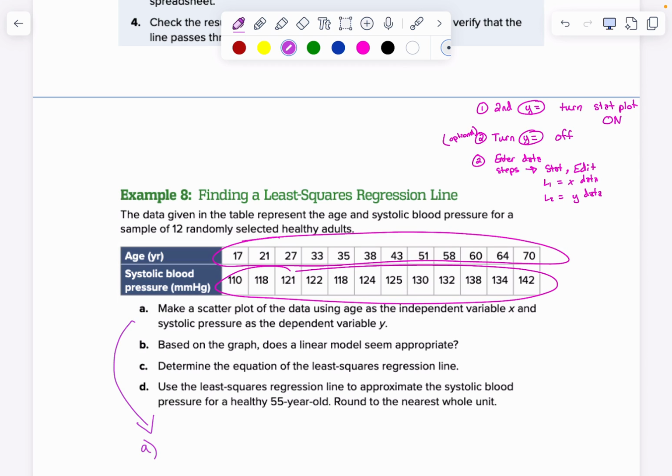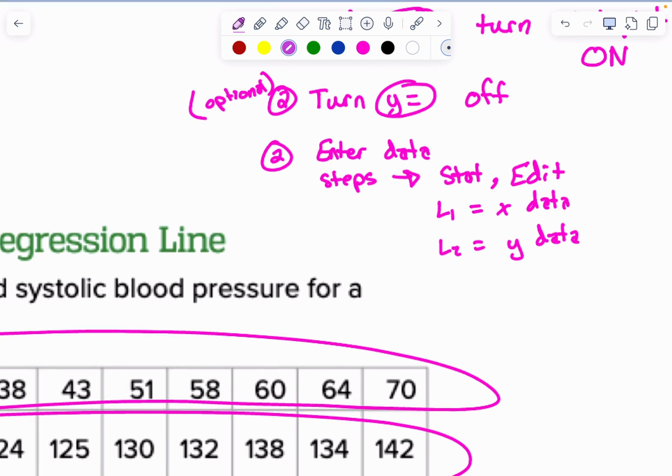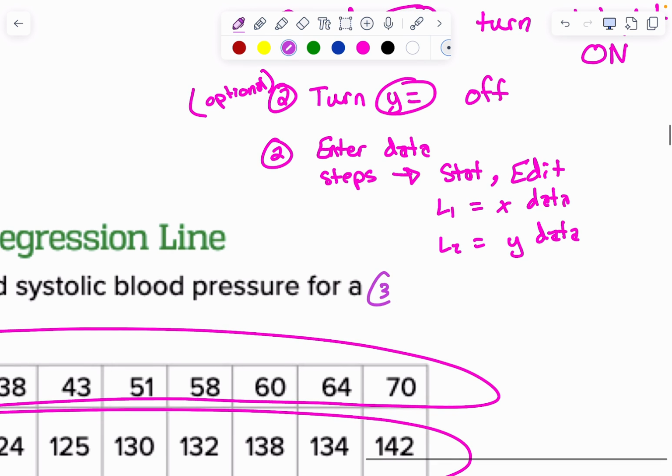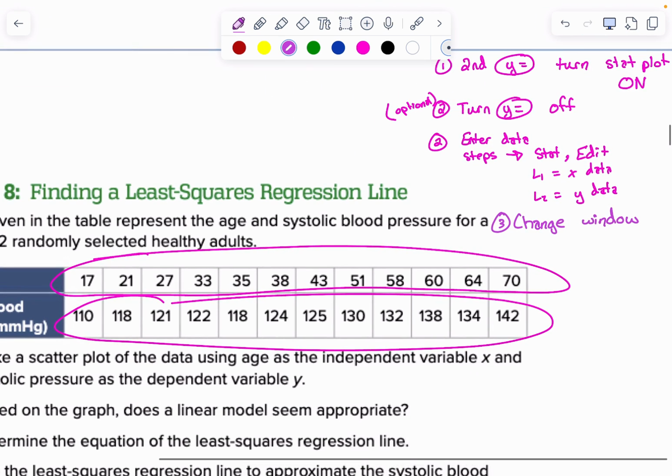Okay, what now? Did you enter your data? Is it all entered? You don't have to click enter, it's all saved in there. Step number 3. This is super important, or you're not going to see what you want. Change your window. So you just literally go to the window button. Now we got to decide what we're going to change from. Our X's are going from 17 to 70. X min is 15. X max 75.